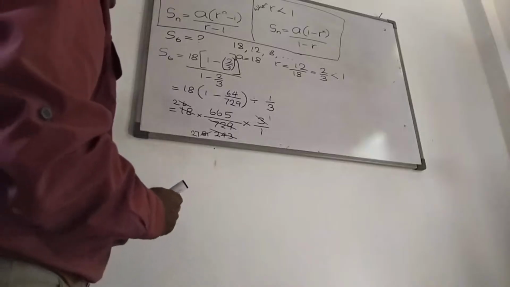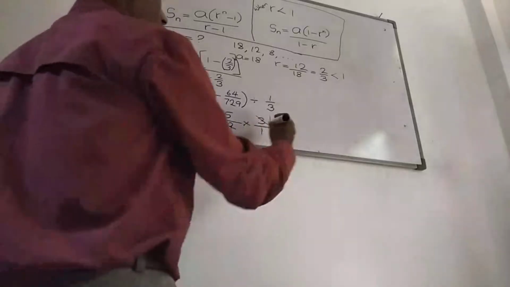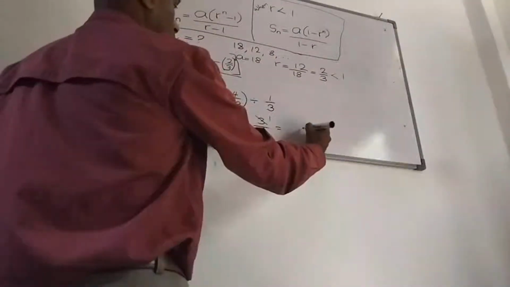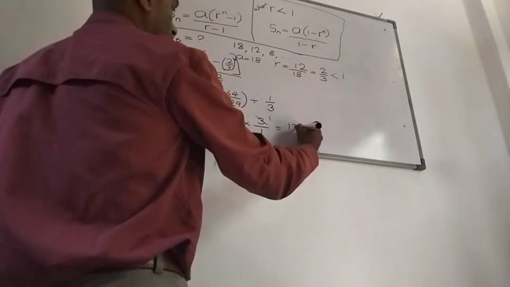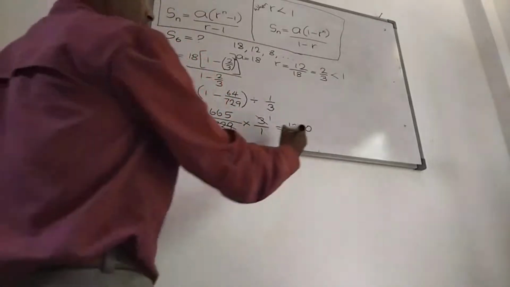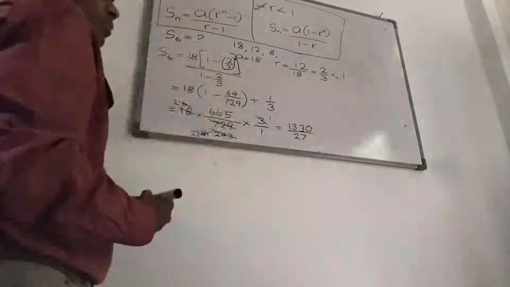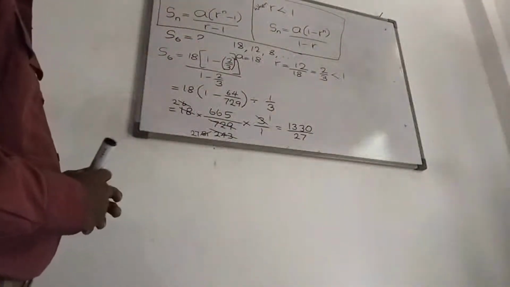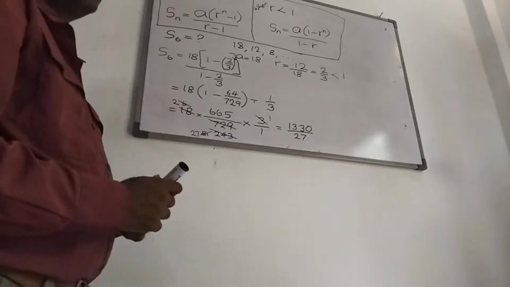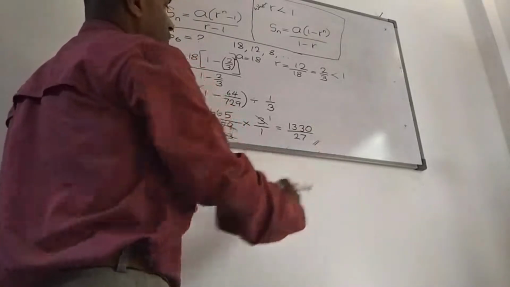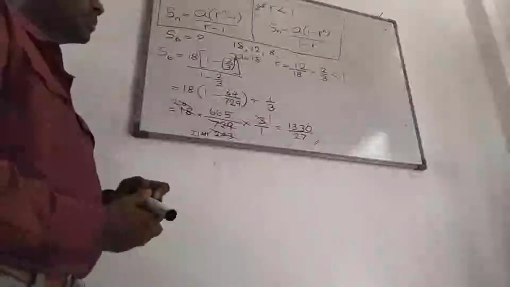Then I can multiply these two. 665 times 2 is 1330, divided by 27. You can give it as a mixed number. Okay, this is the sum of the series.